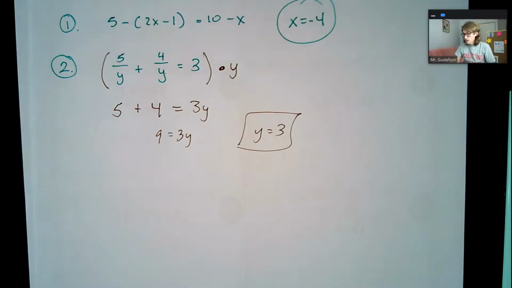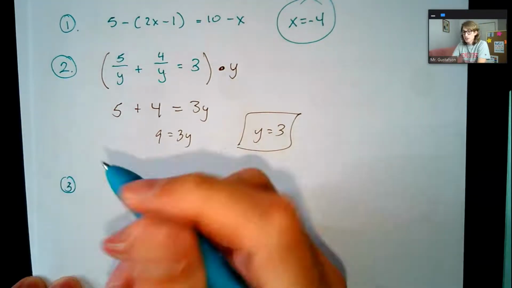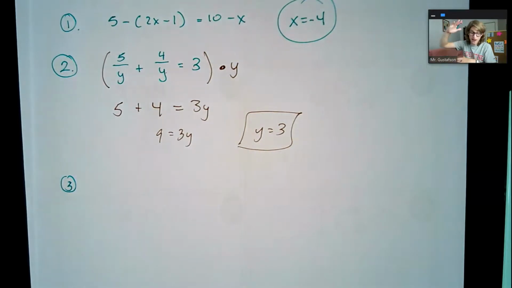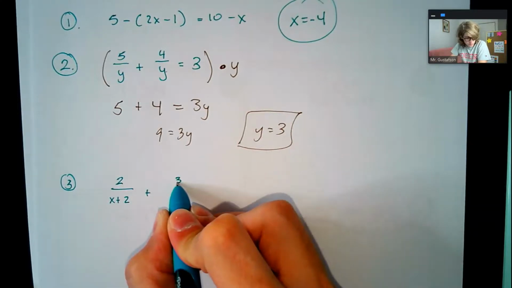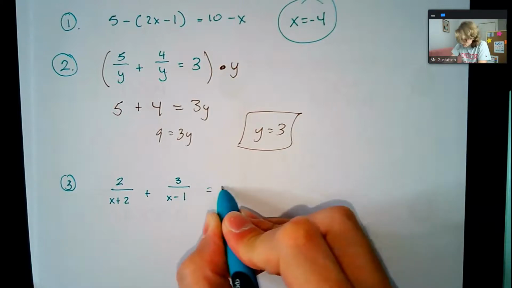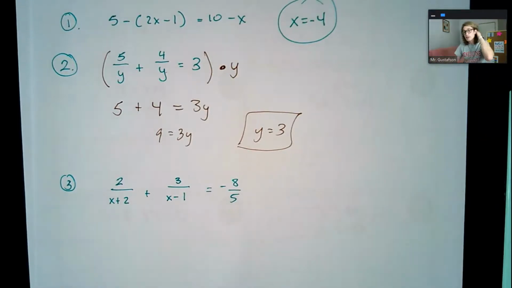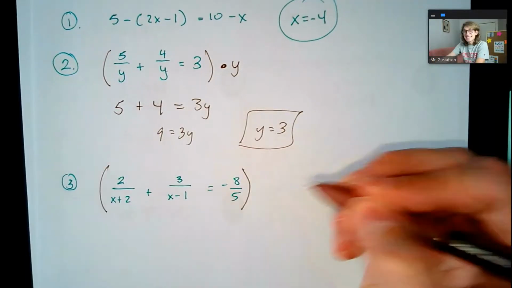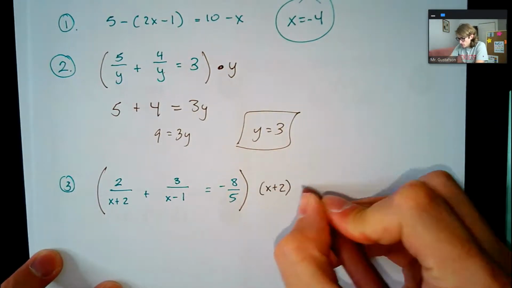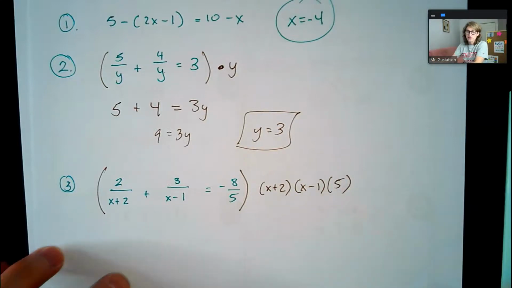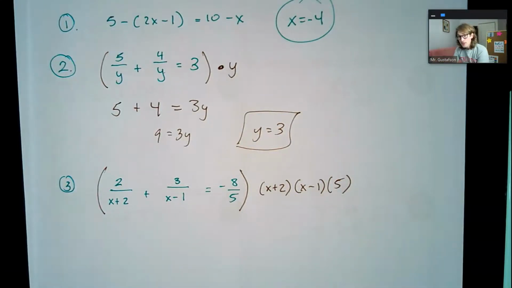We're going to see that one more time with this next example, which takes the difficulty level from number 2 and goes way up. But it's still not too bad of a problem. 2 over x plus 2 plus 3 over x minus 1 equals -8 fifths. You don't like denominators and you want a trick to get rid of them, even when it looks like this. Here's what you're going to do. You're going to take the entire equation and you're going to multiply by x plus 2, x minus 1, and 5. If you multiply by all of this, this will cancel the denominator in every single part.